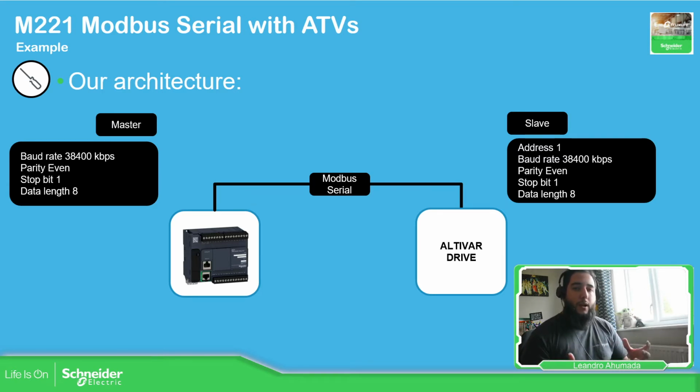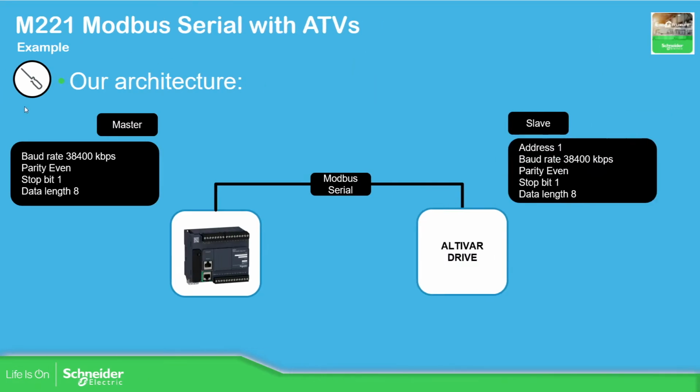Then, depending on the drive, there are some additional features or configuration that we need to set. For example, where you want the reference of velocity to come from Modbus and the control to come from Modbus for the drive. But for that, I have other videos on the configuration for each drive. So let's continue with this.